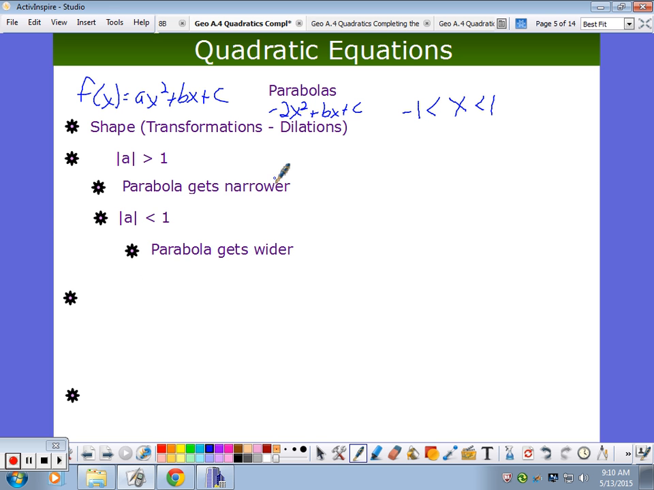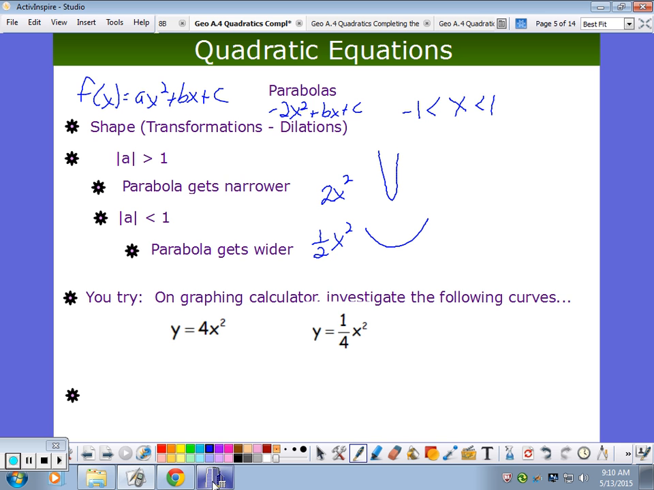We get wider. So if you see like a 2x squared, I expect it to be kind of a skinny looking one. And if you have a half x squared, I expect it to be a little bit flatter. But a little bit flatter or narrower than what? Our parent function of y equals x squared.